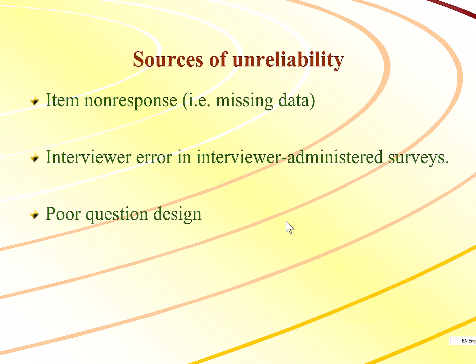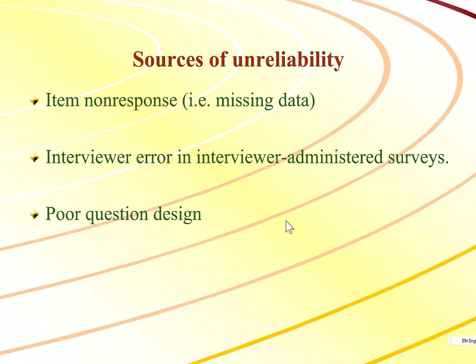Unreliability can come from item nonresponse. This is when individuals skip an item. So it's important to differentiate between item nonresponse and survey nonresponse. Survey nonresponse is when an individual just decides not to respond to the survey. Item nonresponse causes missing data. In other words, you do have some responses for that individual, but not the entire survey.